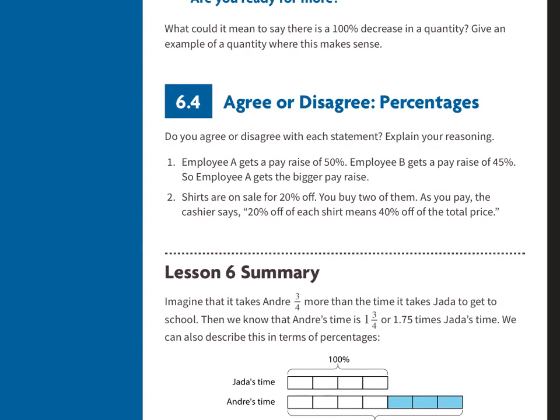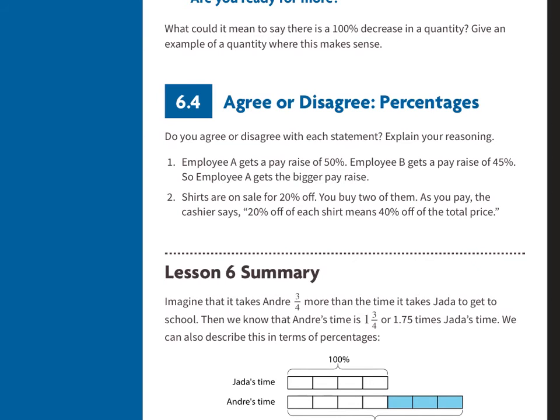6.4, do you agree or disagree? So this is on page 47. It says employee A gets a pay raise of 50%, employee B gets a pay raise of 45%, so employee A gets the bigger pay raise. Go ahead and hit pause, see if you can agree or disagree with that.